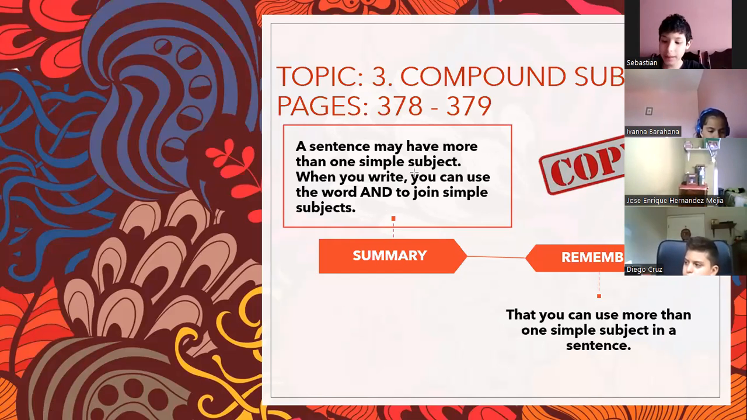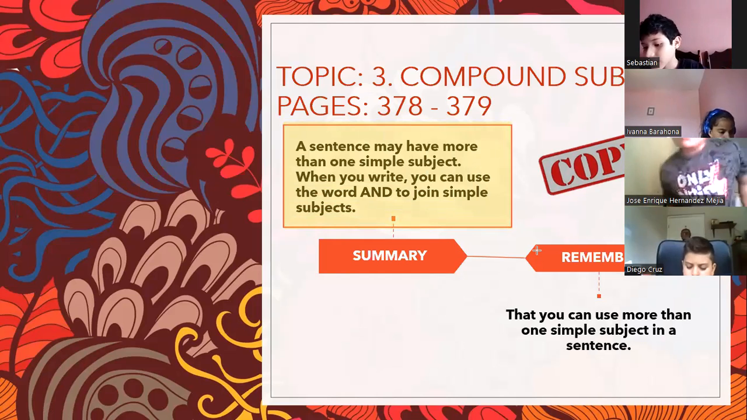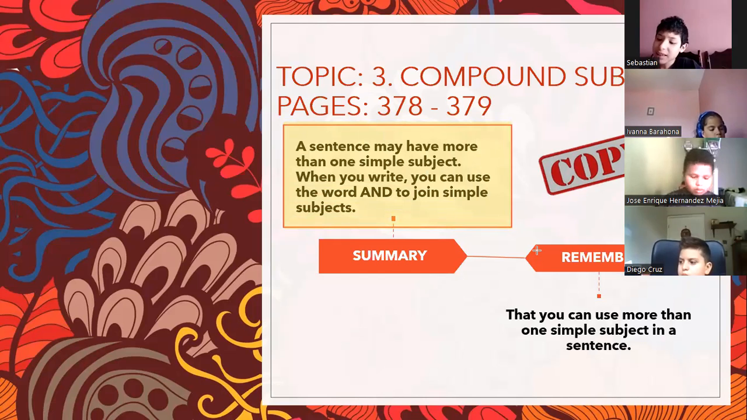The information inside the box is what I need you to copy. This information. A sentence may have more than one simple subject. When you write, you can use the word and to join simple subjects. Okay?